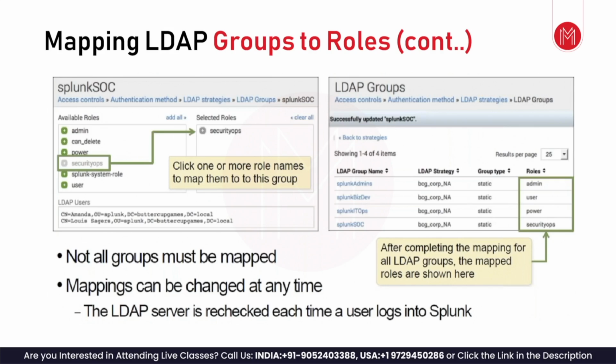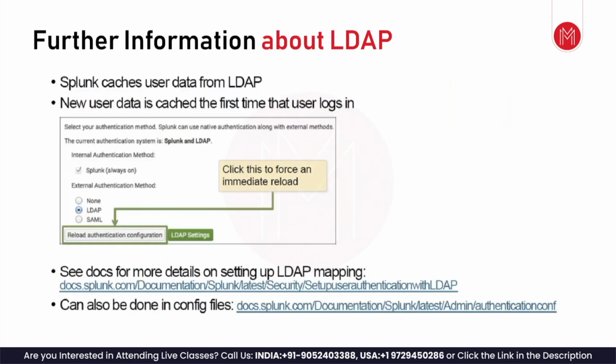And if you see on the right side, for this Splunk SOC group, the security ops role was added. It was added by the administrators itself. Not all groups must be mapped. Only whatever is required, only that you are going to map. Mappings can be changed at any time. For example, if the Splunk SOC team doesn't want this specific role and they want other index or other capability, they can edit this existing role or they can delete this role and use an existing role which is present. So you can verify based upon the data and based upon the requirements, you can do it.